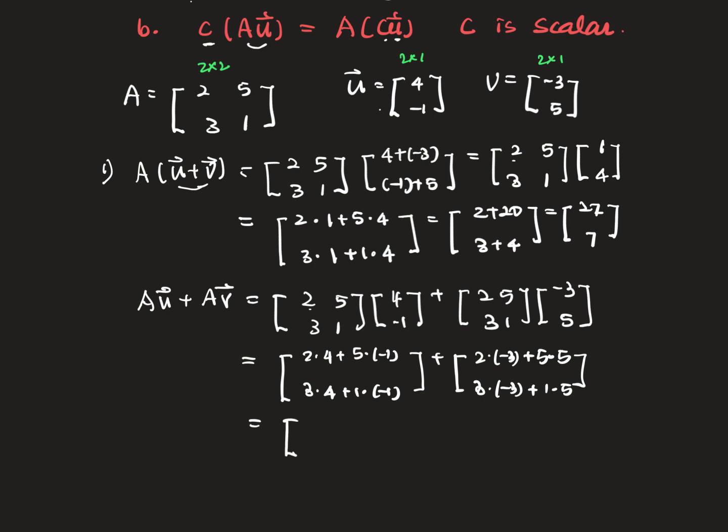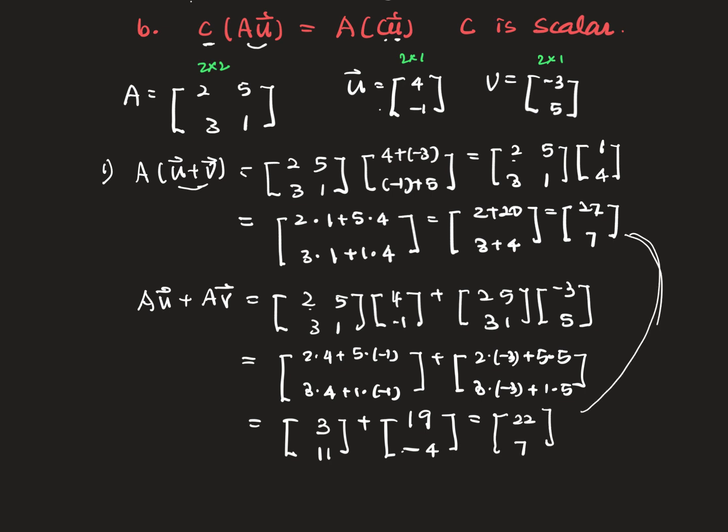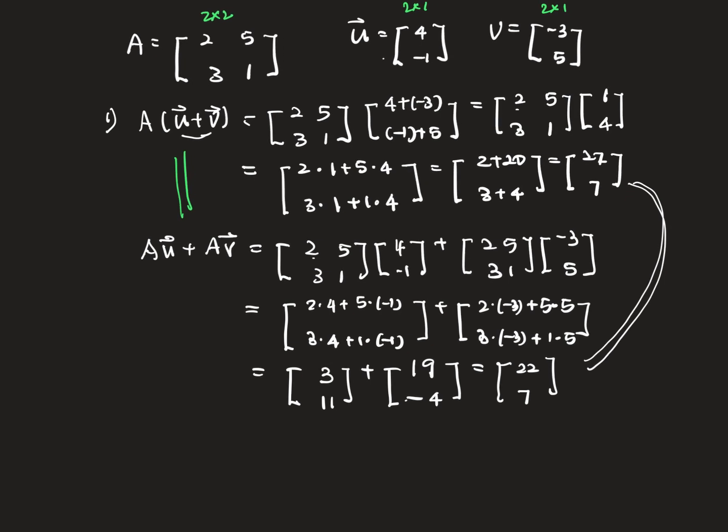Then you have the first one. First one you have what? 8 plus negative 5. That's the 3. 12 plus negative 1, 11. This one, negative 6 plus 25. That's going to be 19. Negative 9 plus 4 is negative 4. Addition of two matrices, 22 and 7. Exactly the same as this one, right? So you're going to say these two are the same. Okay, so whether you do the product first and addition later, or addition of vectors and product later, it's exactly the same, guys.